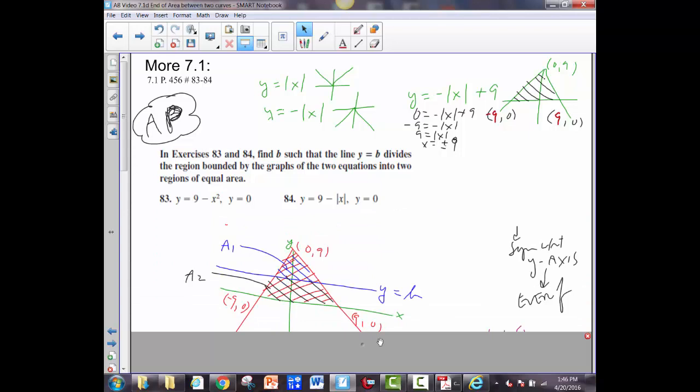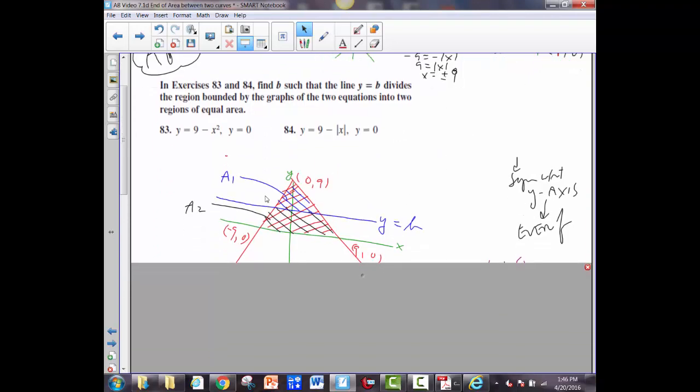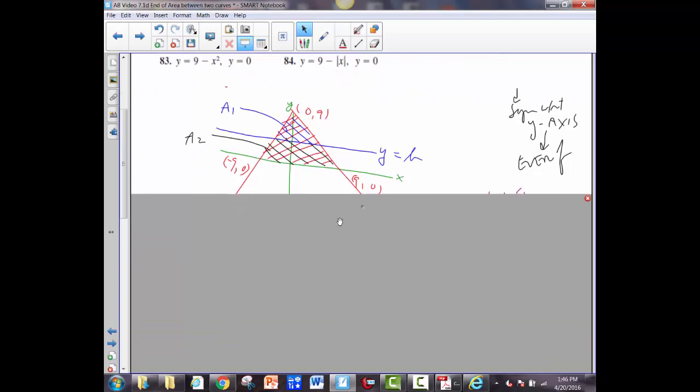So here's what we have. We have this region, this triangular region right here, and they want to draw a line y equals b, which is a horizontal line that's going to divide it into two pieces, not two pieces that are congruent to each other. Obviously, the top is a triangle, the bottom is a trapezoid, but two regions that have the same area.